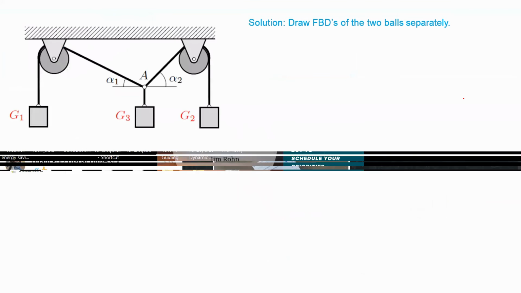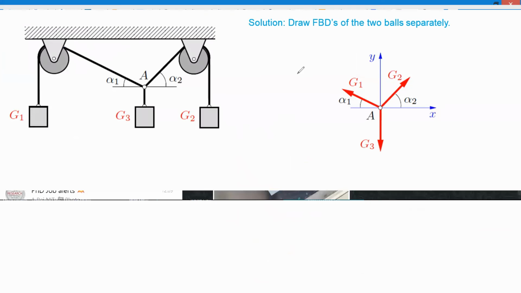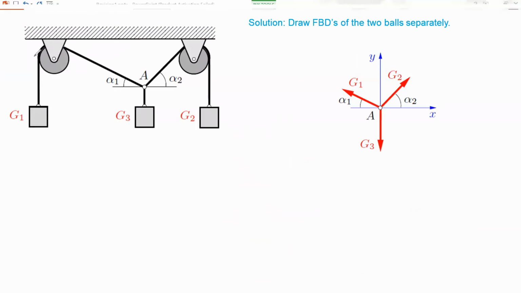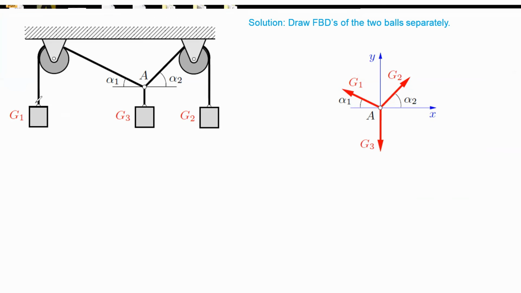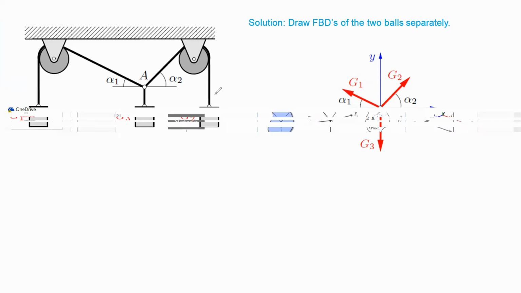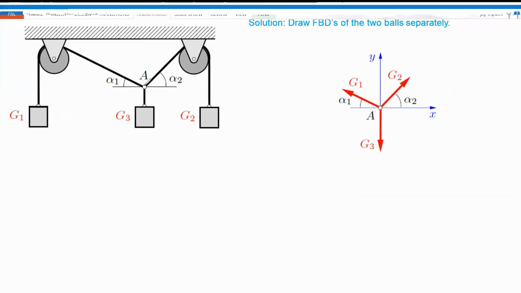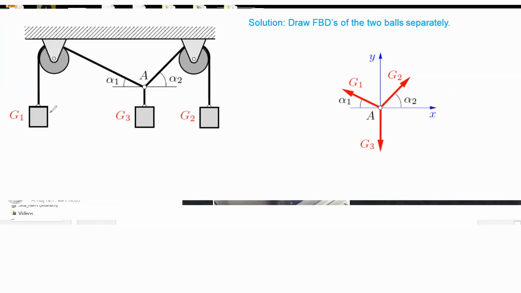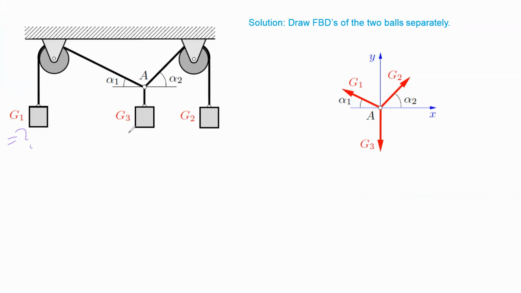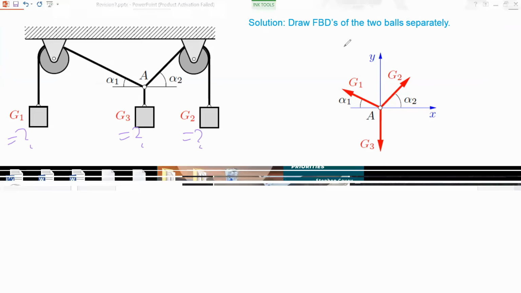Let's take another example. Here you can see I have taken a system of three weights, G1, G2, and G3, and they are in equilibrium with the help of a two-pulley and rope arrangement. And you are asked to find out the magnitude of G1, G3, and G2.